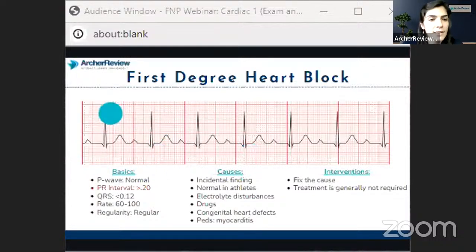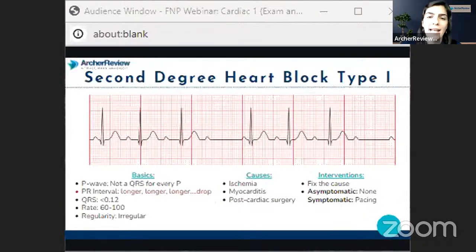And your rate, you're going to calculate your rate. So 1, 2, 3, 4, 5, 6 with a little bit, so a little over 60. So rate's normal, QRS is normal, but that PR interval is prolonged. So this is variable. It could be anything from normal variation to effects of drugs or electrolyte disturbances. So you do want to investigate what a first-degree heart block is, but it's not emergent. So you would refer this patient to cardiology so they can treat the underlying condition. And sometimes there might not be a treatment that's required, but you definitely want to investigate what's happening here.